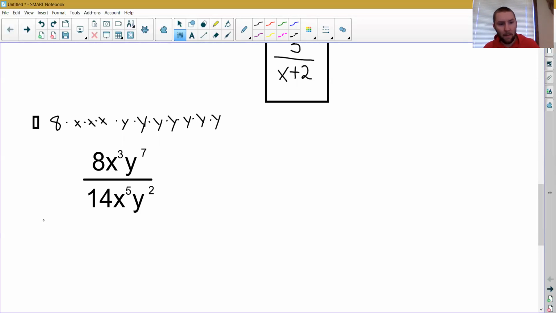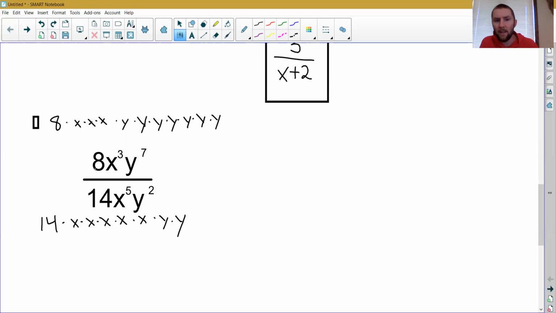And then the denominator has a 14 times x to the 5th times y twice. So these are all factors, right? They're all being multiplied together, all being multiplied to everything else. So we can go ahead and just cancel things out. We actually did problems like this previously in chapter 7 when we were talking about exponents. Okay, and we talked about how we can subtract the exponents on our variables, right? And we can simplify our numbers just like a fraction.